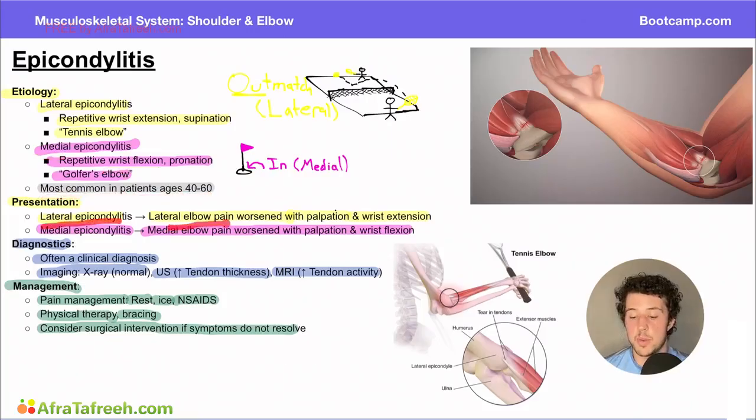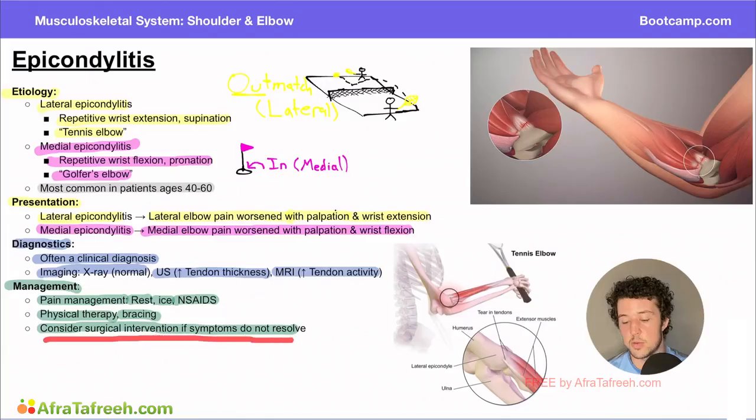Lateral epicondylitis will be pain on the lateral elbow, worsened with palpation and wrist extension and supination, the motions that led to this injury. Medial epicondylitis will be pain with the medial elbow and palpation and wrist flexion or pronation. It is usually a clinical diagnosis, but we may use X-ray in order to rule out a dislocation or fracture, and ultrasound and MRI can help us visualize the tendon. We want to manage the patient's pain with NSAIDs, rest and ice, and avoid corticosteroid injections. And we may use physical therapy and bracing during activity, and of course, consider surgical intervention for refractory symptoms.